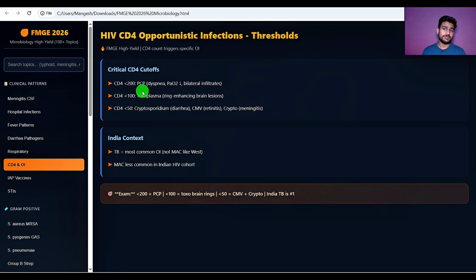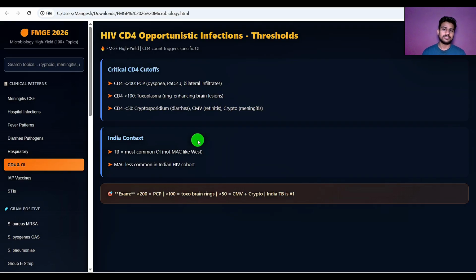So if the CD4 count is less than 200, then it is PCP. PCP stands for Pneumocystis jirovecii pneumonia. Then there can be symptoms like dyspnea, decreased partial pressure of oxygen, and bilateral infiltrates as well. The next thing is about CD4 counts. If it is less than 100, then it is most likely the infection related to toxoplasma, because that is the highest opportunistic infection if the CD4 count is less than 100. And there can be ring enhancing brain lesions in this. Toxoplasma, ring enhancing brain lesions, this is a one liner. This is just one liner, what is important for the exam. If you don't want to read these as a whole, you can read it like this.